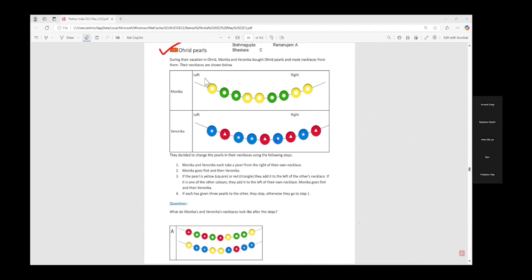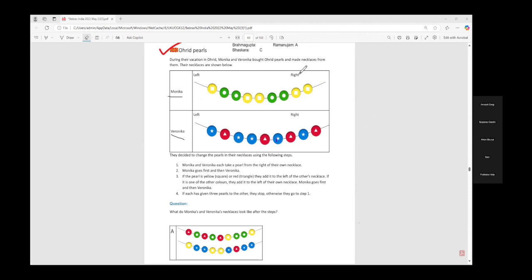So in this question, there's two people. One person is Monica and one person is Veronica. Both of them have a necklace for each of them. Here are the two necklaces they've shown. They each take turns checking the pearl which is there on the right of their necklace.